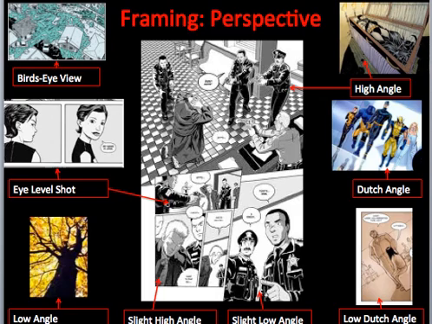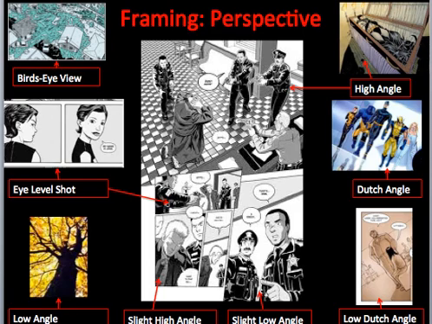Then there's the eye level shot, meaning you're getting them at eye level. You're not looking down, you're not looking up. Then there's low angle. You're looking up, and these are all done for a reason, and we'll look at that a little closer with some examples. And then you can get a slight high angle and a slight low angle, and then there's the Dutch angle.